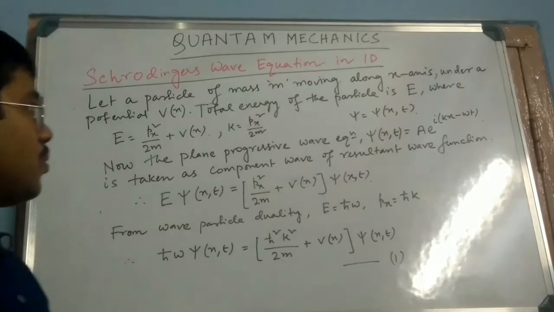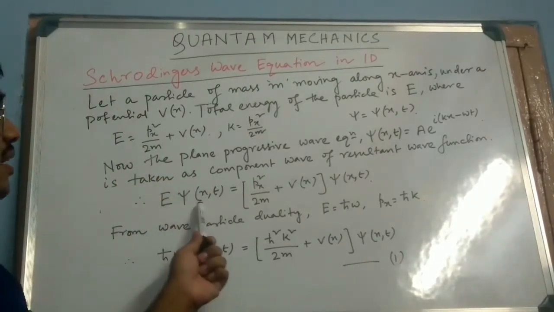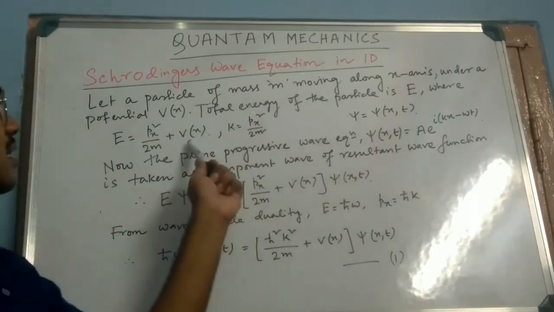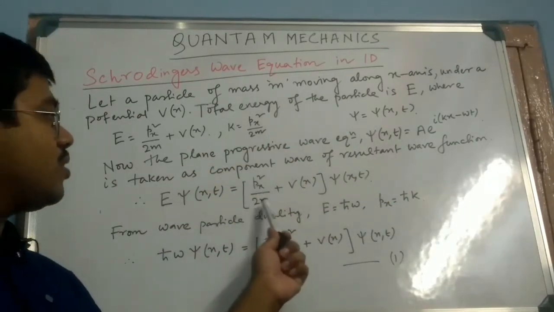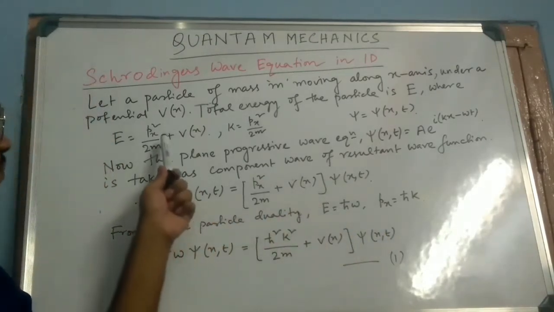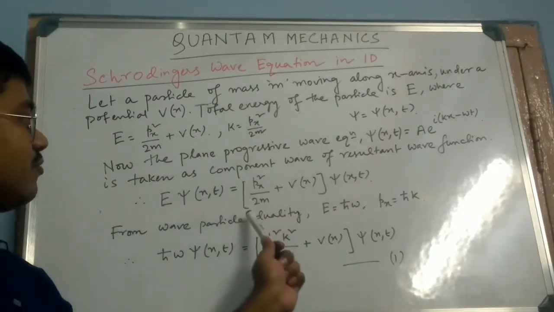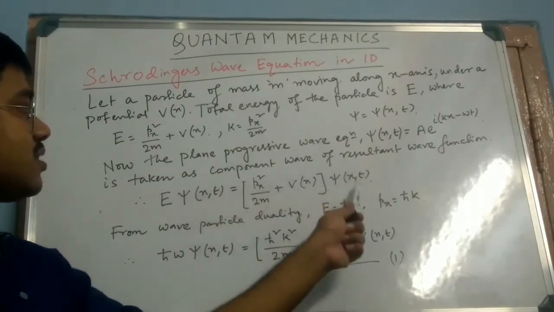Okay, so the energy E is over here. So what will be E psi? This is the psi, this is E. So basically (px square by 2m plus V(x)) psi(x,t). Because E is px square by 2m plus V(x), we replace E from this relation, we get E as this, and psi is psi.